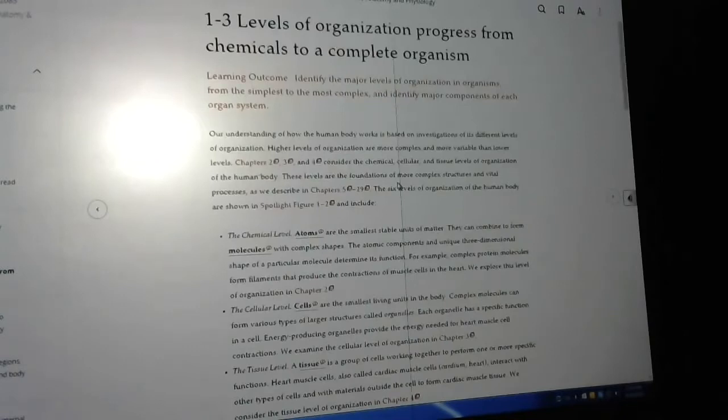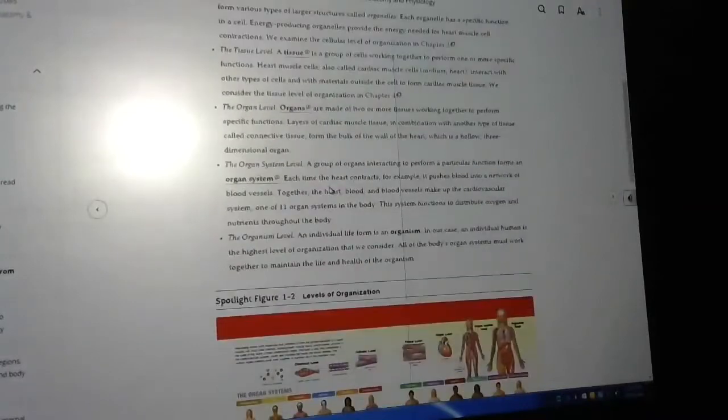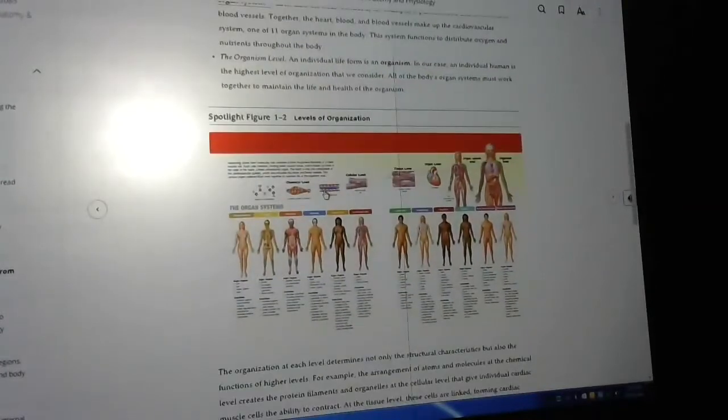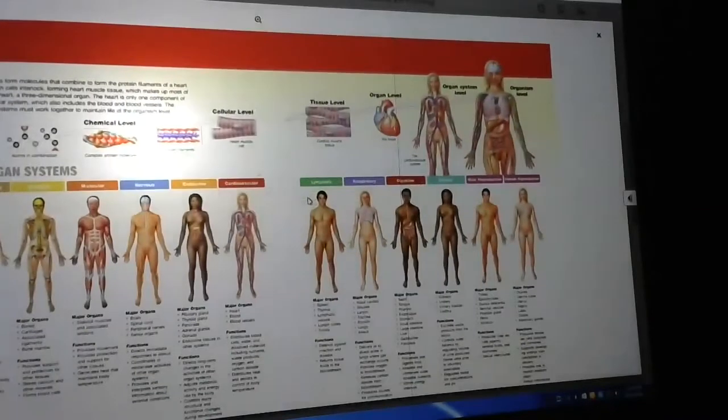All right, next page. All right, section 1.3, levels of organization progress from chemicals to complete organism. So here are the bullets. It starts from atoms to cells to tissues to organs, organ systems, and then the organism, which is right here. So let's jump into this. Let me bring this up. There you go. All right, so this is a spotlight.